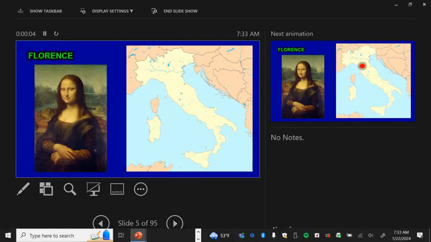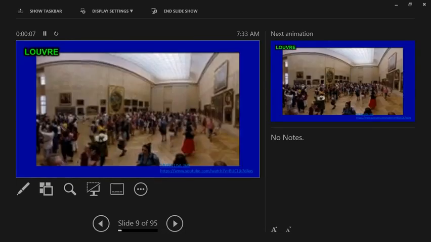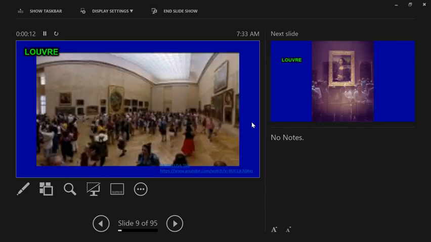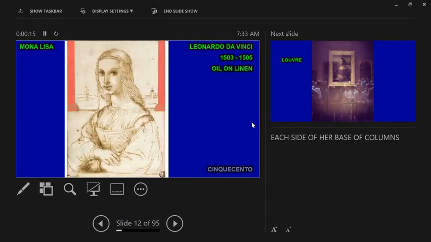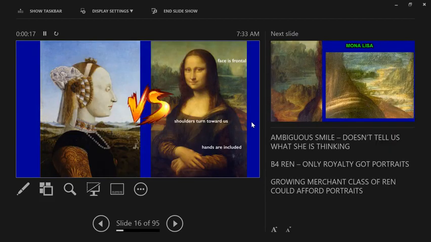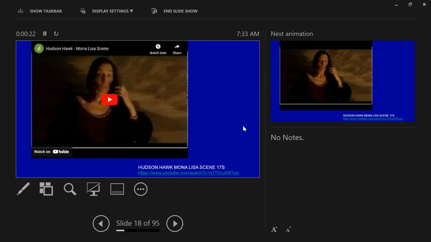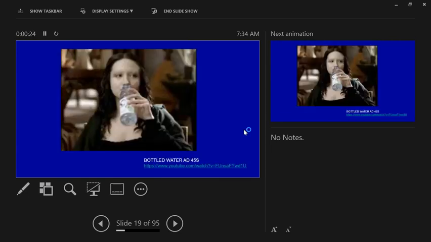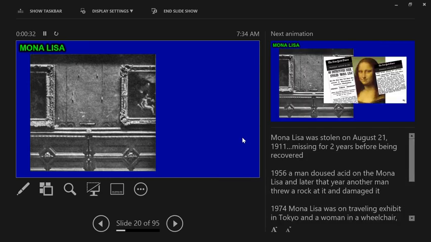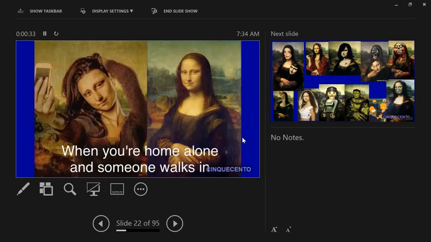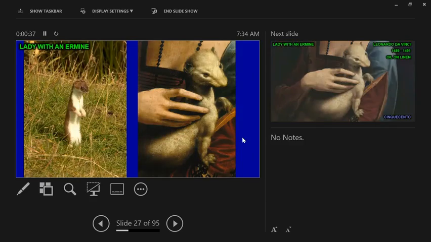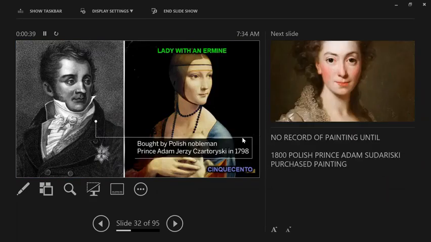Okay, let's run through the art museum. We looked at the Mona Lisa. Let's skip past this. Let's skip past this. All right, and we finished with Lady with an Ermine.